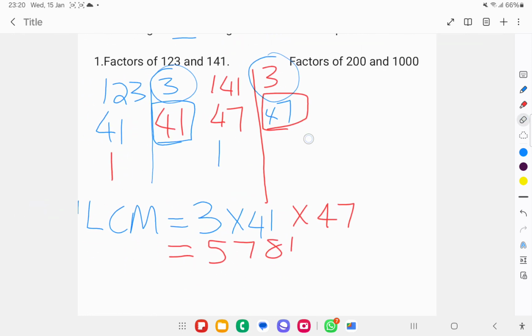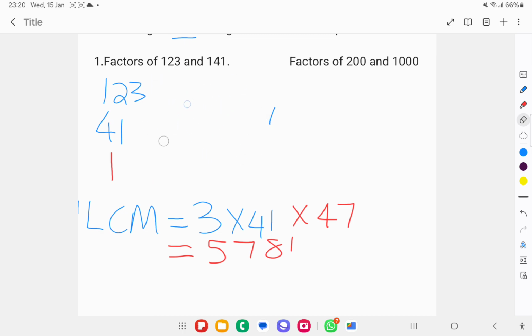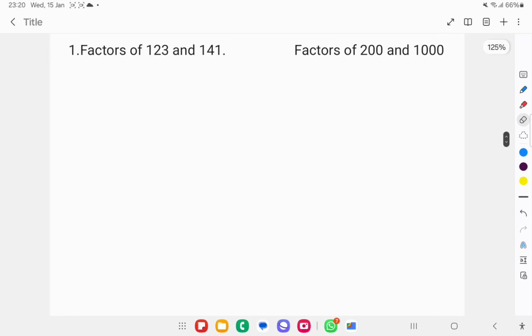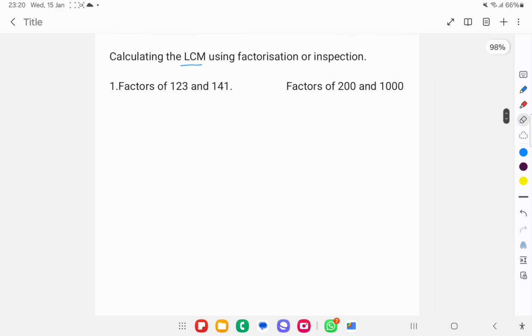Now for the second example, which is a bit complex, they say factors of 200 and 1000. So we have to find their lowest common multiple. So now we say 200, we put it here. Now we have to find the prime factor that can divide into 200. So what is that prime factor? It's 2. Now 2 into 200 goes in 100 times. It's like the half of 200.